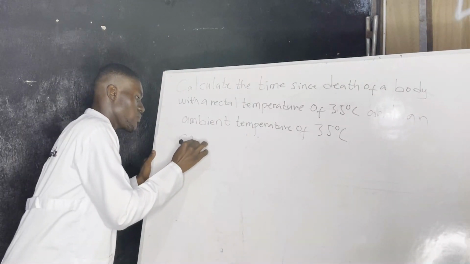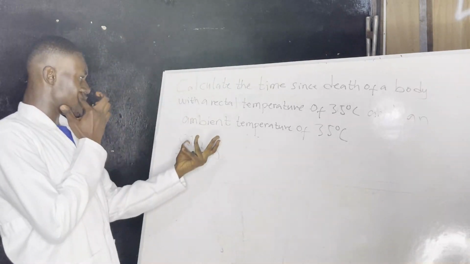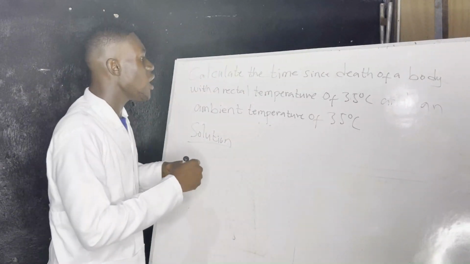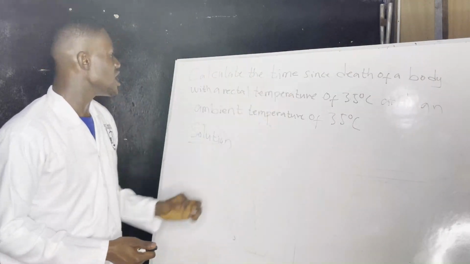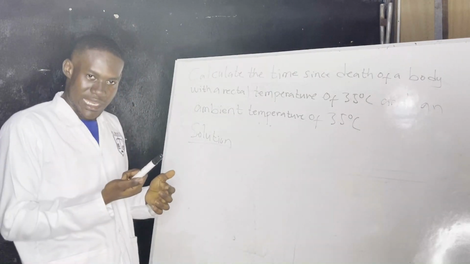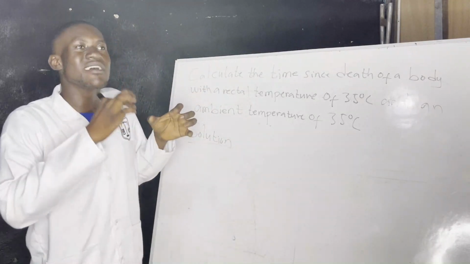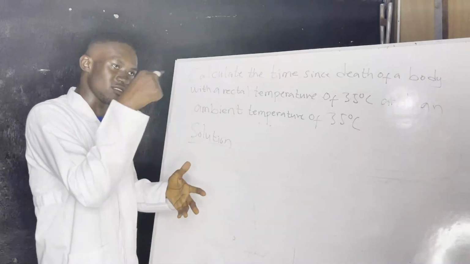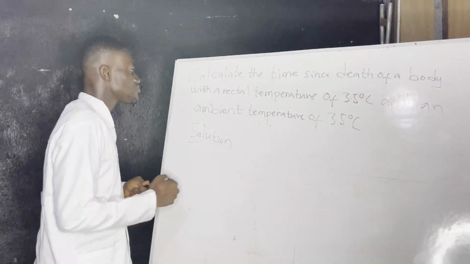Solution. Now, according to our question, we're given the ambient temperature and the rectal temperature. Someone may ask, how do they take the rectal temperature and the ambient temperature? For the rectal temperature, they put the thermometer in the rectum of the person and record it. The ambient temperature is simply the surrounding temperature at which the body was found dead. They also record it.